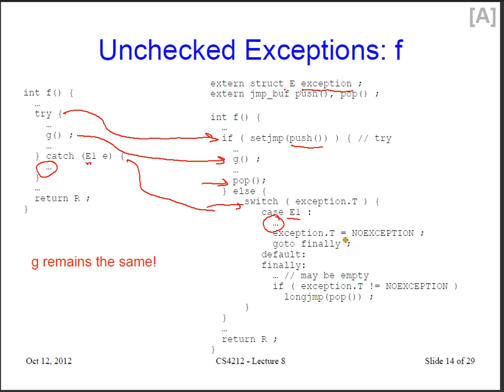At the end, as we did before, it means that we have handled the exception, so we have to signal that by this assignment. And again, we have to execute the finally code, so we just go to finally. If no exception is being thrown, okay, there might be a problem here because I have forgotten to put a goto finally here.